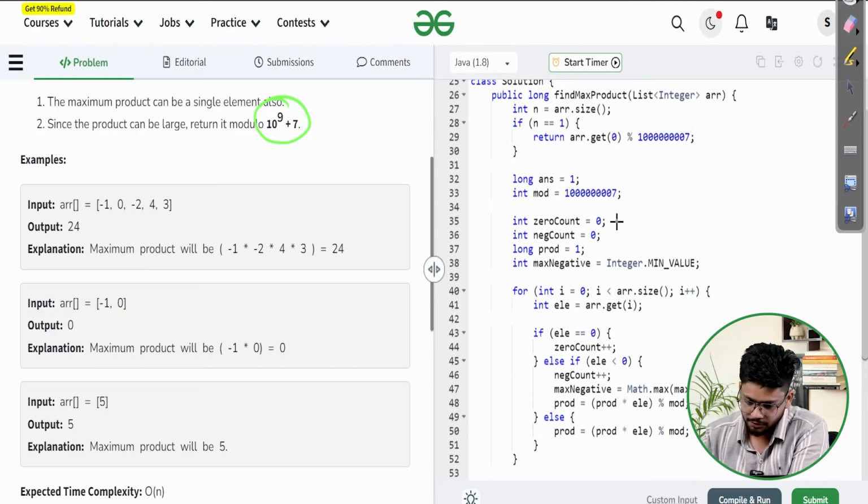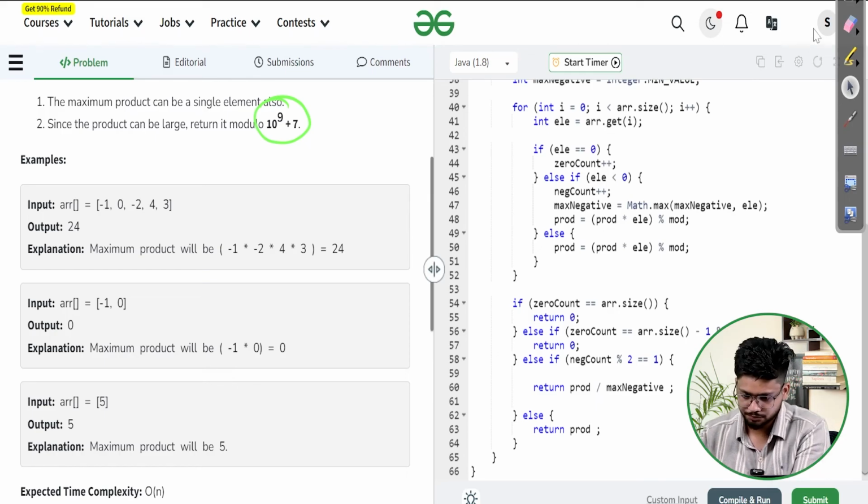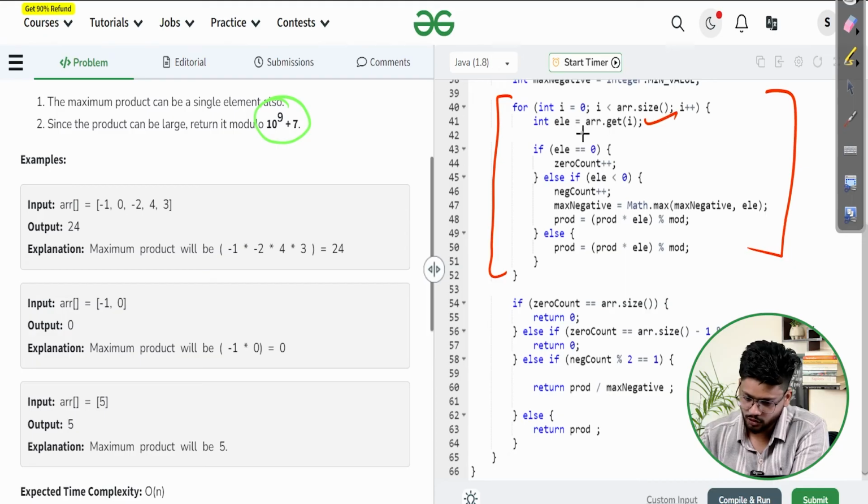I have also already taken a zero count, negative count, and product as 1, and maximum negative as Integer.MIN_VALUE, that is minus infinity. We have already discussed why we have taken these values. Now there is a loop which is running over the array. Firstly I take each element from the list, and if the element is 0, we just increase the zero count. If the element is negative, then we increase the negative count and also update the max negative through Math.max. We also multiply it with the product and take the mod, because they have mentioned it over here.